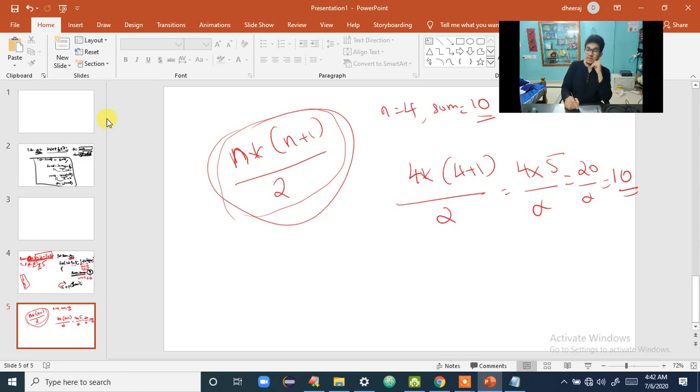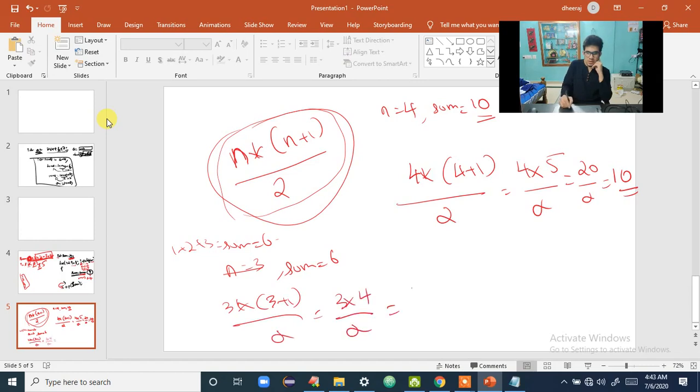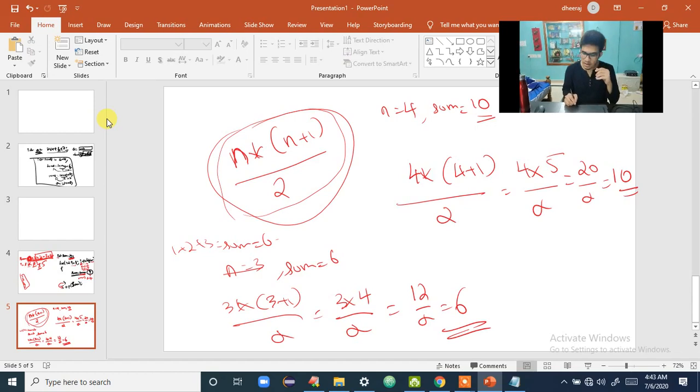For example, if n value is 3, okay, 1 plus 2 plus 3. Don't you think the sum will be 6, right? Our sum value is 6. Let's see here. If n value is 3, that is 3 into 3 plus 1, divided by 2. 3 into 4 is 12 by 2, that is 6. I hope it is very clear that we have to use this logic here. N into n plus 1 by 2. Okay, fine.